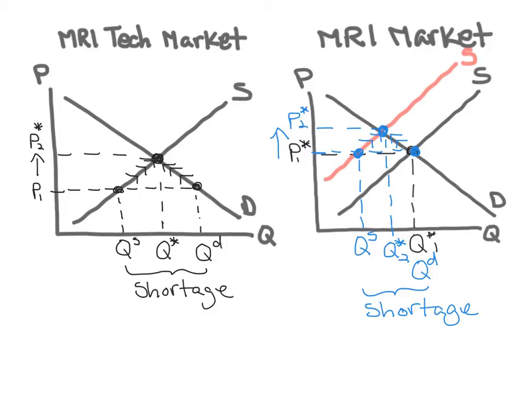So the end result of having an initial shortage in the market for MRI technicians leads to an increase in the wage of an MRI technician, which in turn increases the cost of providing MRIs and drives up the cost of an MRI.